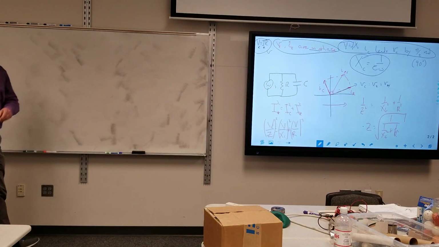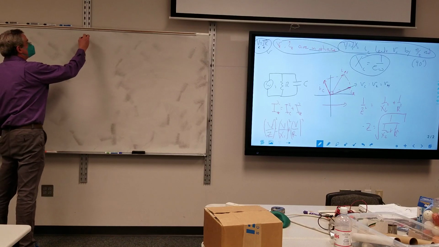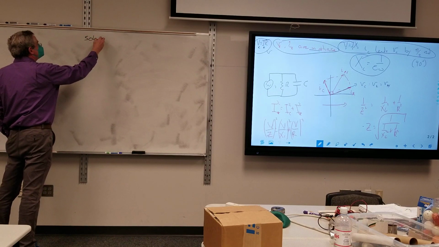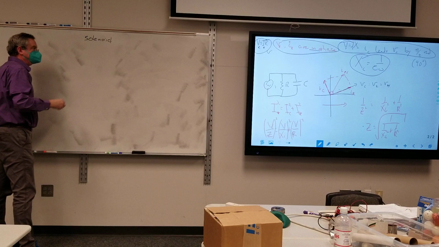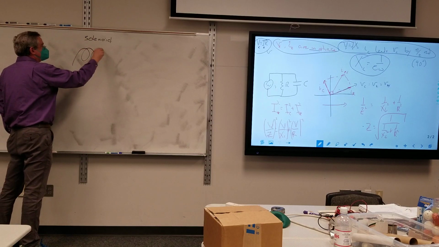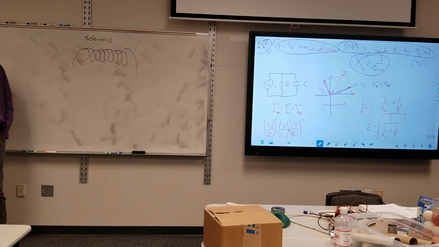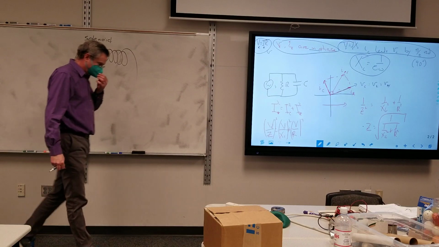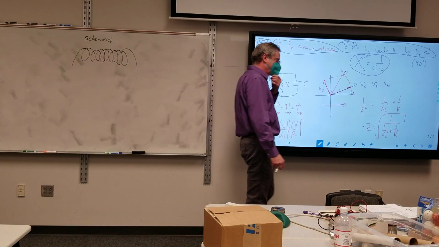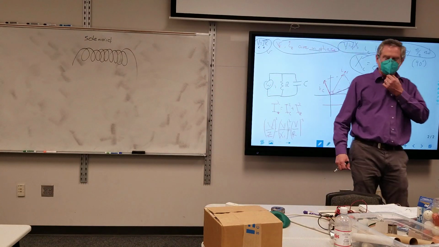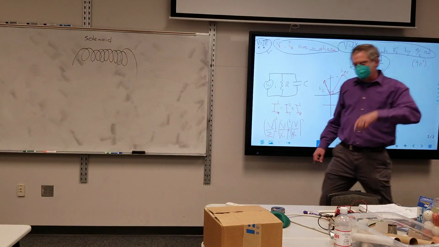All right, so the next component, we're going to start out, we're going to call it a solenoid to start with. And a solenoid is basically a bunch of wires that are looped really tightly together. So it's just a coil of wires.